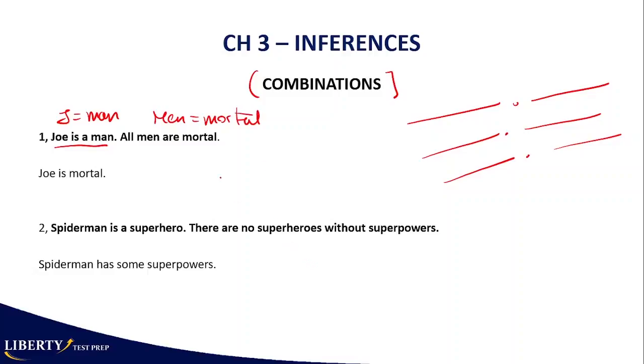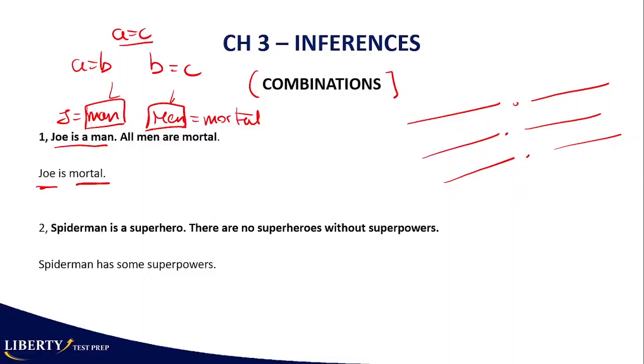If we combine them, we see that we have man in both of them, singular and plural, but the same word, man. So if we combine both, treat them as if they were equations: A equals B, B equals C, therefore A equals C. Therefore, Joe is mortal, you see?